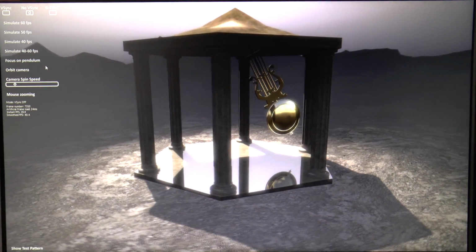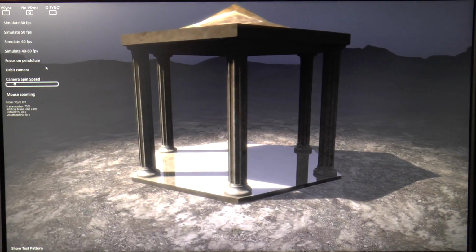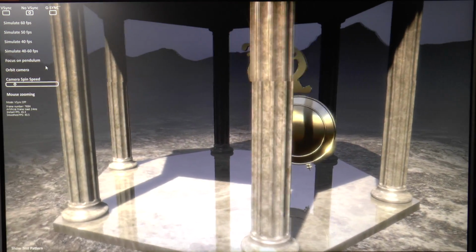This is Edward Chester for bittech.net, and what we're looking at here is Nvidia's G-Sync Pendulum demo. It's a really good way of demonstrating the properties and advantages of G-Sync.